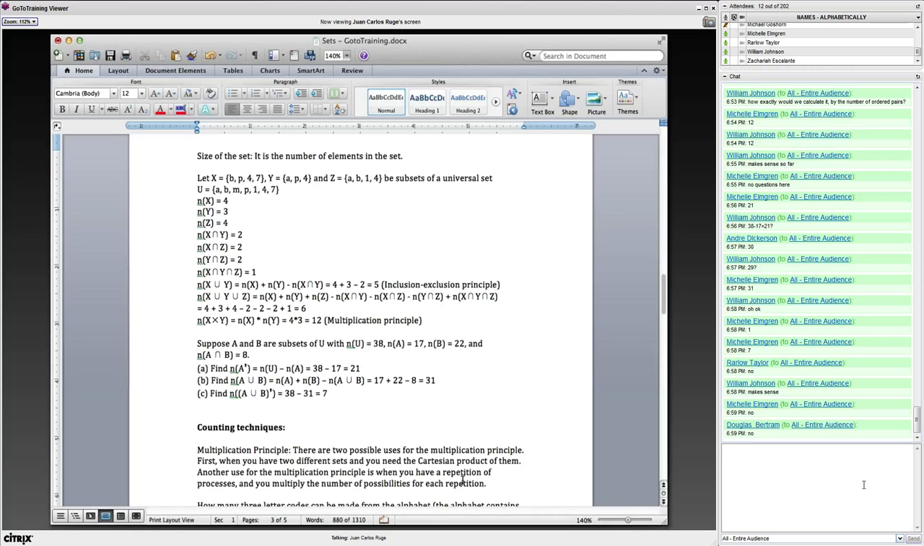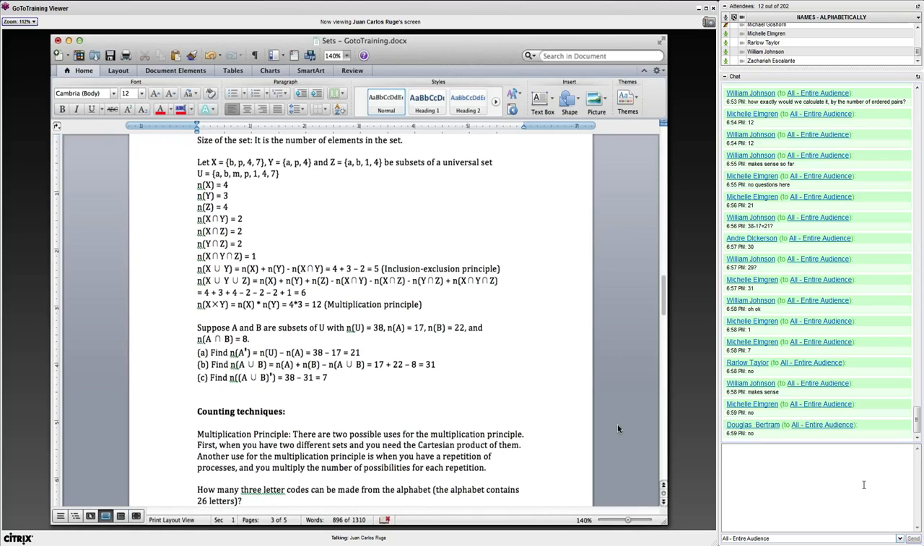So here the question is, how many three-letter codes can be made from the alphabet? Can you tell me?